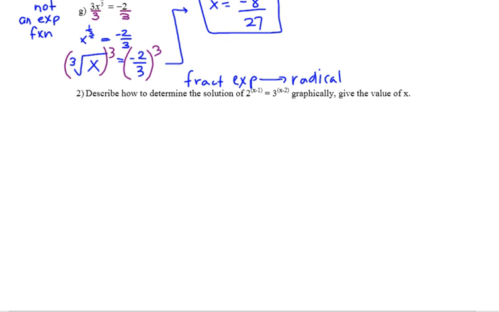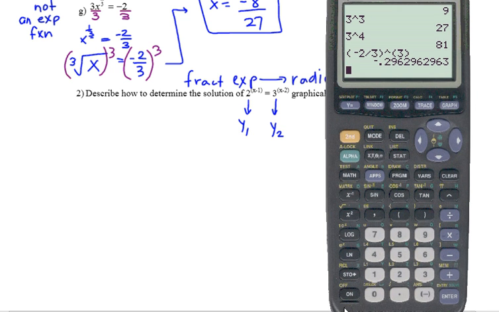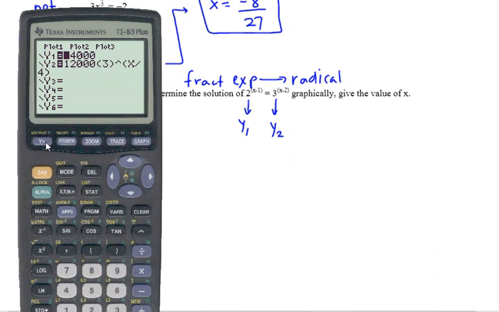Okay, 2, how do we solve this guy? Can we make these bases the same? No, so we're going to go left side is y1, right side is y2. Okay, type it in. 2 to the power of bracket x minus 1.